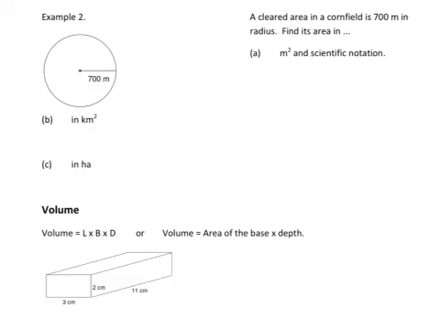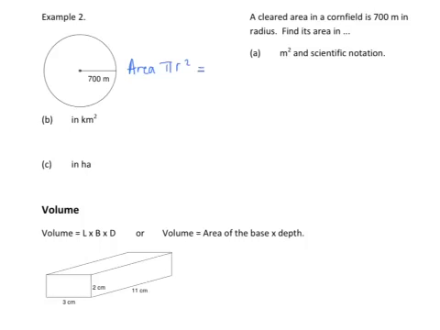We are going to continue to practice calculating area and changing the units of measure of area, as well as practice scientific notation. Now in this first problem we've got a cleared area in a cornfield, and the area is circular in shape and 700 metres in radius. We can determine the area by using the formula for area of a circle.